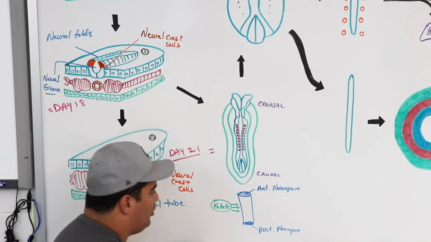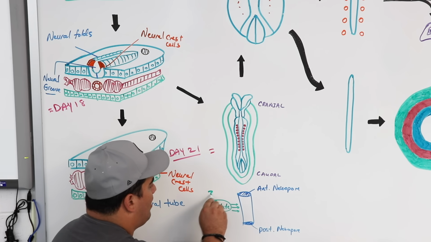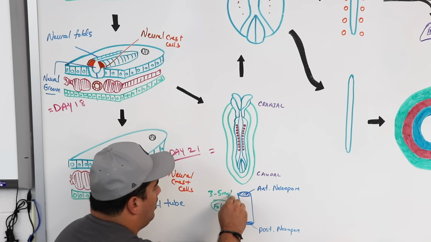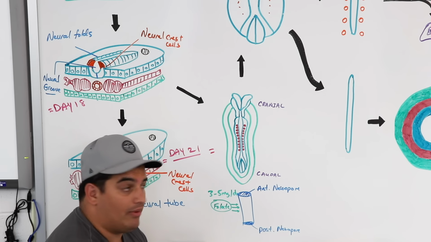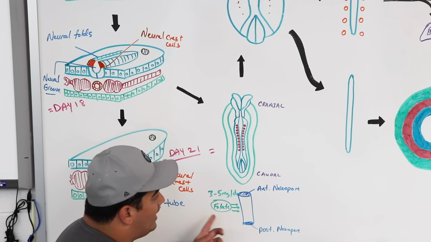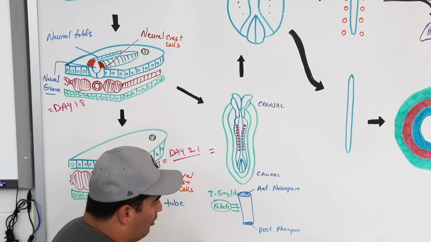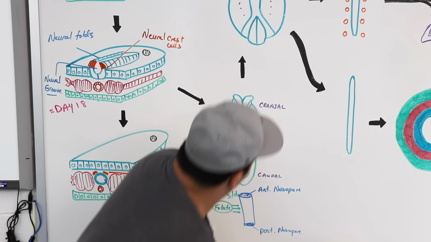And for folate, usually during pregnancy, you need anywhere from about 3 to 5 milligrams per day to be able to maintain this actual proliferative process, okay? So folate is absolutely necessary for the neuropore closure.